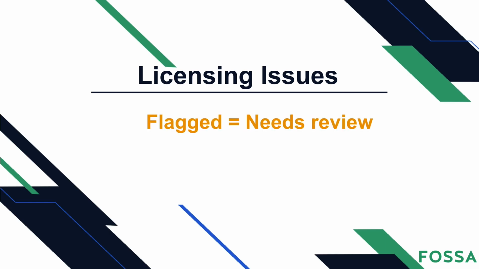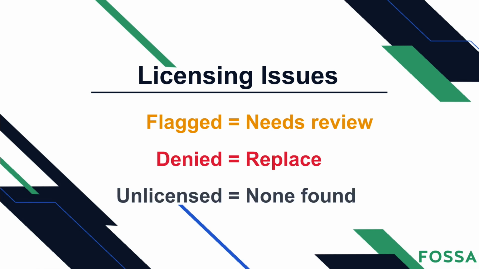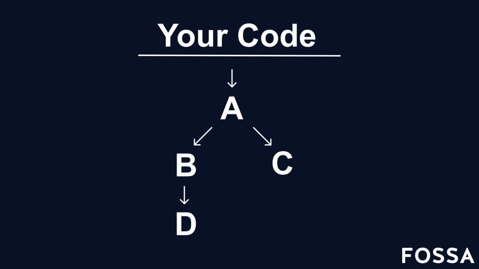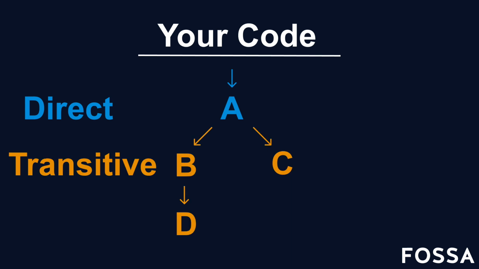License issues can be flagged, denied, or unlicensed. Unlicensed meaning no license was found for that dependency at all. A direct dependency is a license pulled from one of your dependencies from your requirements file. A transitive dependency is a license that a dependency's dependency uses.